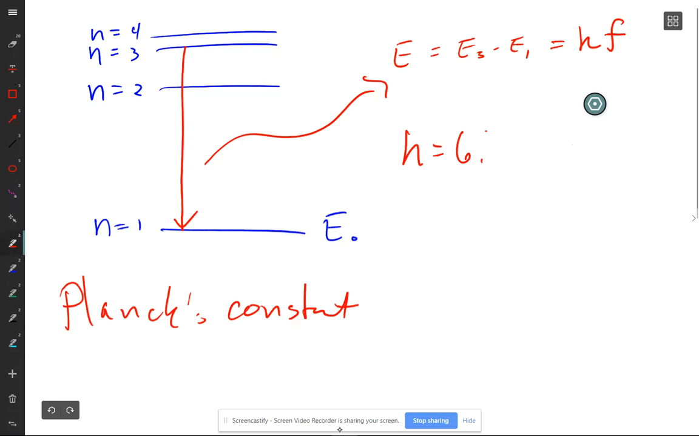Times 10 to the minus... I think it's 626, but what is it? Okay, 6.626 times 10 to the power of minus 34. Okay, it's what I wrote. Joules times seconds. So this is just Planck's constant.